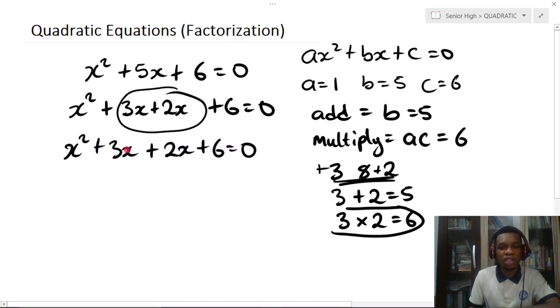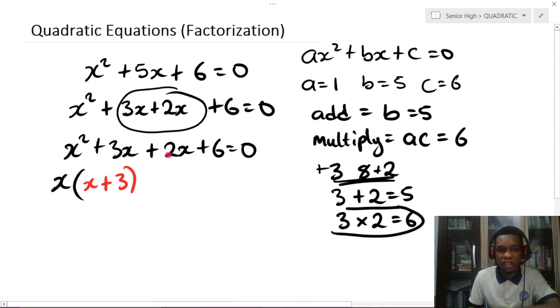So what do I do next now? Now I begin to factorize. Notice something. I can find an x here and I can find an x here. So I can factorize what is common here. Now what is common here is only just x. So I can just bring out one value of x. Then x dividing x squared is x, plus x dividing 3x is 3.